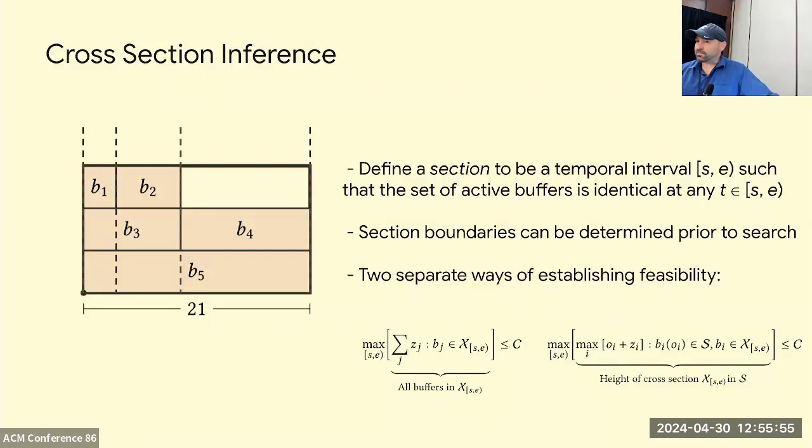Now, you can talk about feasibility within a cross section in a couple of different ways. One is just by taking the area of all the buffers in that cross section and adding them up. And clearly, if the area of those buffers is more than the memory, that cross section cannot be feasibly allocated. That's pretty obvious. The other is if you have a buffer that you've allocated and the height of that buffer is beyond the memory limit, that also is an invalid solution. Both of these, I think, are pretty straightforward.